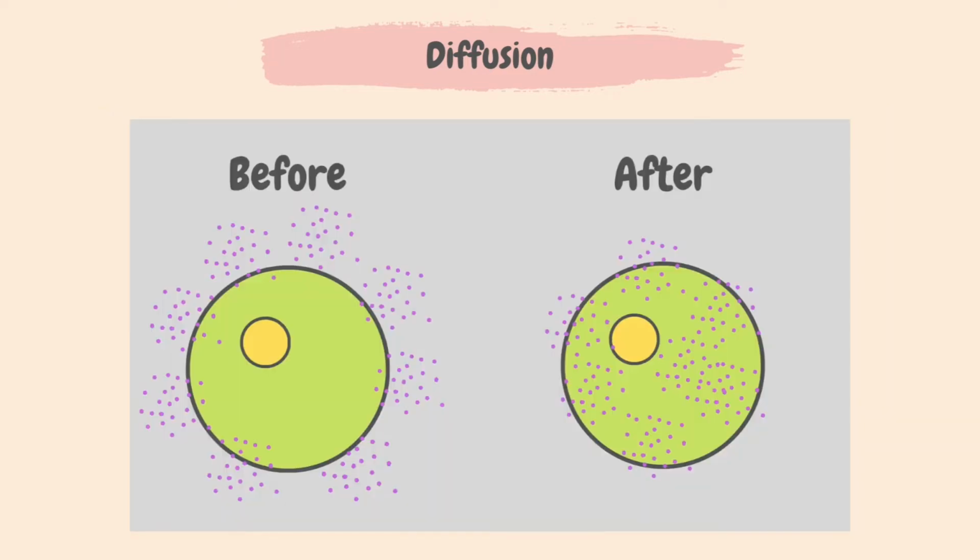For example, this diagram demonstrates a cell surrounded by nutrients that's shown by the purple dots. We can see that on the left, there are a lot more nutrients outside the cell than inside. By diffusion, the nutrients will move into the cell from higher to lower concentration until the number of nutrients inside and outside the cell are balanced.